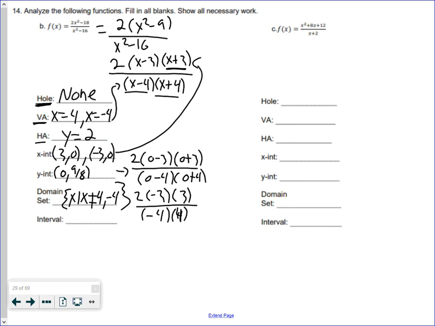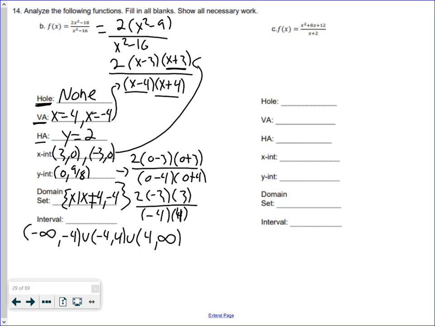In interval notation, it's going to be the same thing: from -infinity up to one of the terms that we cannot equal, so -4, union -4 to the other term we cannot equal, union 4 to infinity. And that's our domain in interval form.